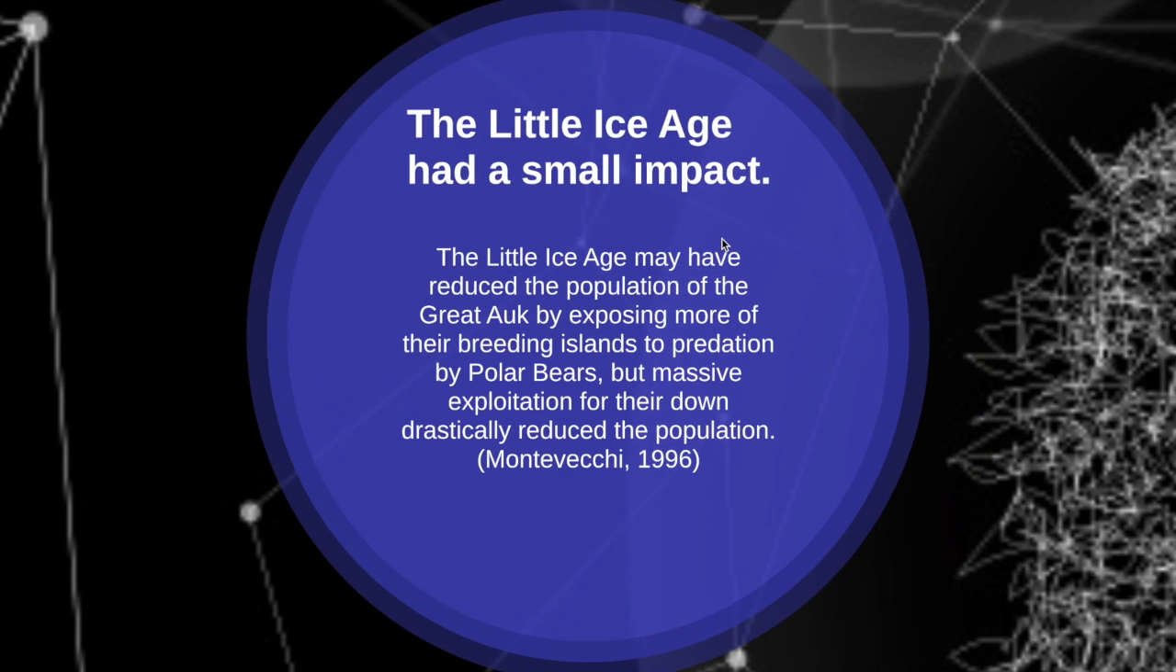The Little Ice Age had a very small impact on their extinction, but it may have reduced the population of the great auk by exposing more of their breeding islands to predation by polar bears. But massive exploitation for their down drastically reduced the population.